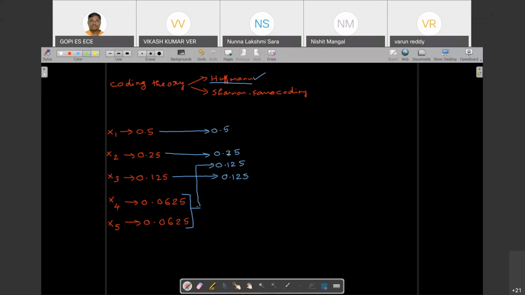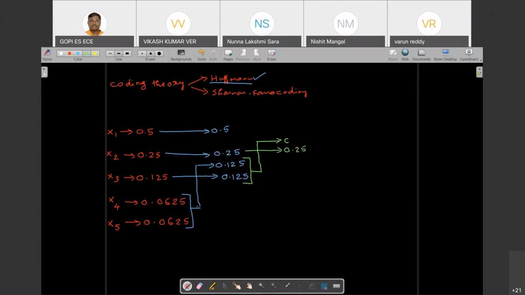So in the next stage, again I am combining these two. You are getting 0.25. I'm just bringing it to the location just above this 0.25 here. So this 0.25 is coming as it is.